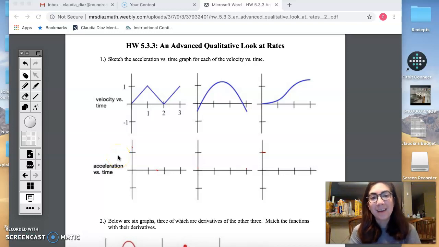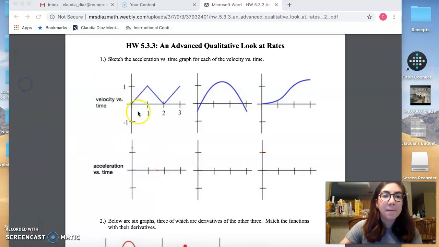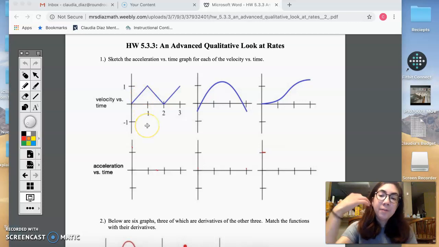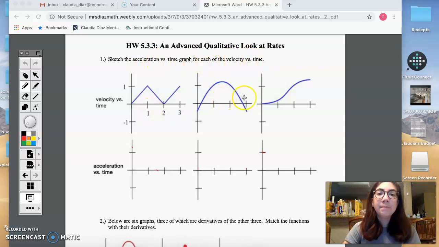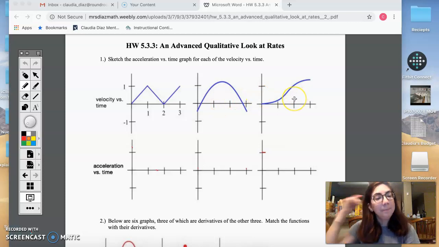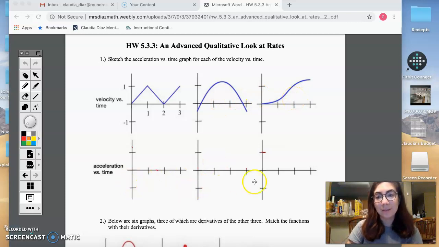We are looking at day 4 of our practice. We're going to look at homework 5.3.3, an advanced qualitative look at rates. I've got my pen. Whenever we're looking at these graphs, it's asking right here, sketch the acceleration versus time graph for each of the velocity versus time. So we're given velocity and they're asking us to find acceleration.